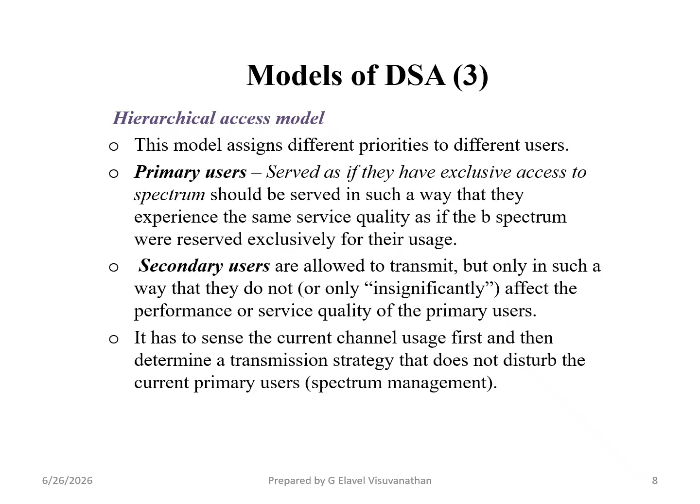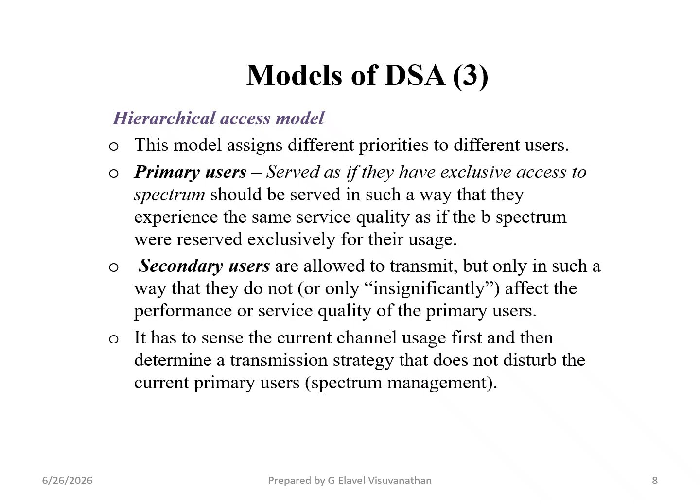Next, number 2, hierarchical access model. So by the name itself, you can feel there will be a procedure according to which you access the spectrum. This model assigns different priority to different users. So that will be a hierarchy. Primary users should be served in such a way that they experience the same service quality as if the spectrum were reserved exclusively for their usage. So that is something: primary and then secondary.